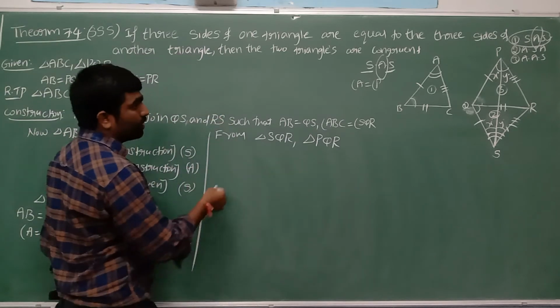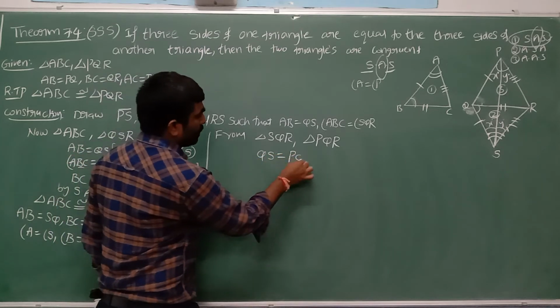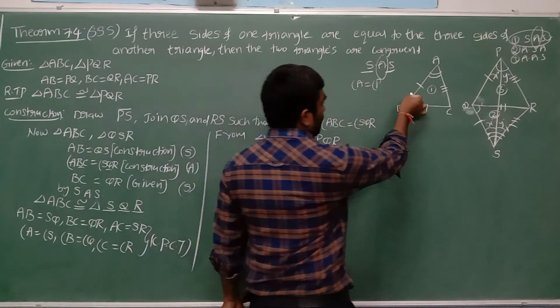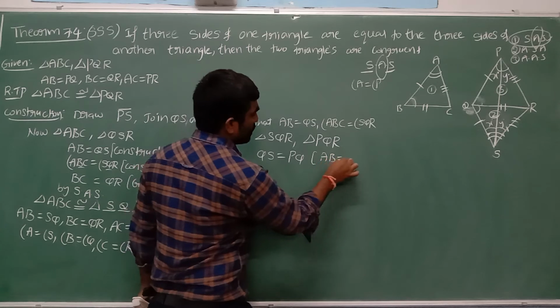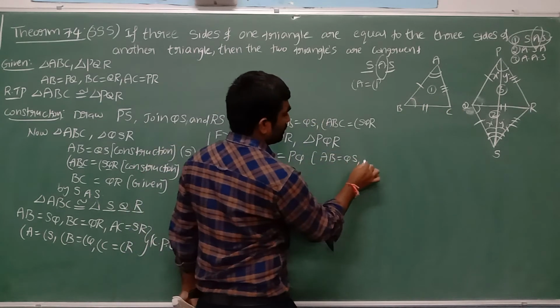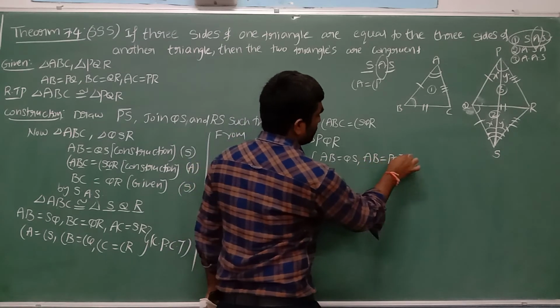You can see QS is equal to PQ. QS is equal to what, beta? PQ. Yes. What is the reason? Already AB is equal to QS. So AB is equal to QS, comma, AB is equal to PQ.